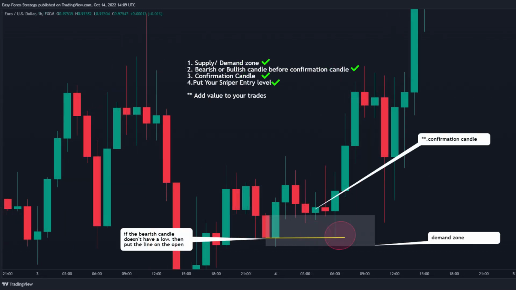On the last step we will put a horizontal line on the close of the bearish candle because we can see that the bearish candle doesn't have a low wick. And remember, this horizontal line will be used as an entry level point by using a buy limit order.